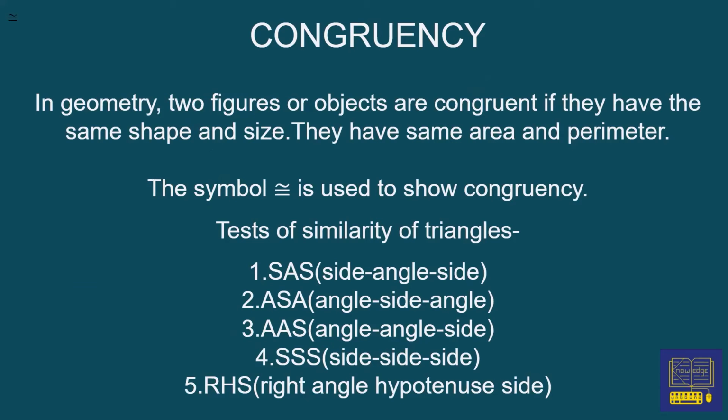Congruency. In geometry, two figures or objects are congruent if they have the same shape and size. They also have the same area and perimeter. This is the symbol used to indicate congruency.